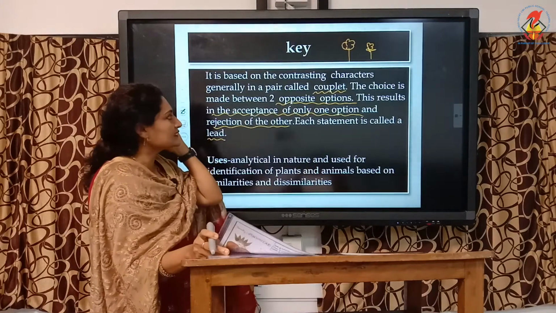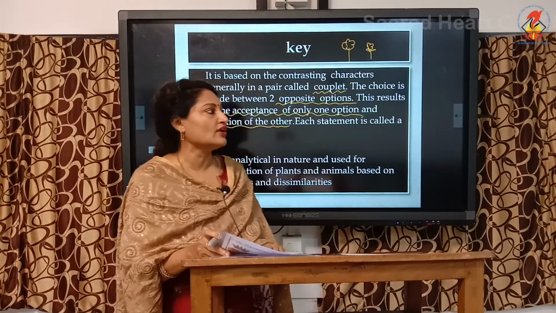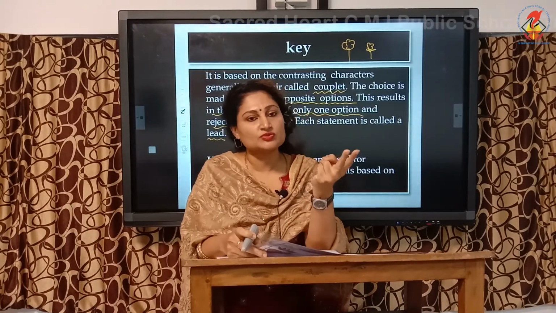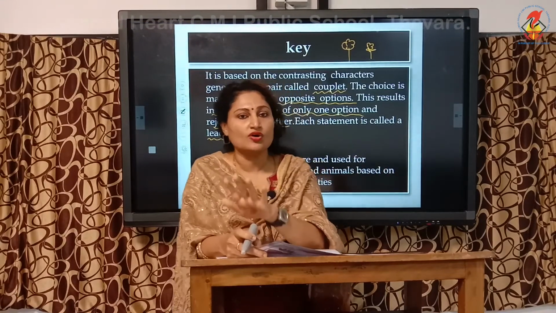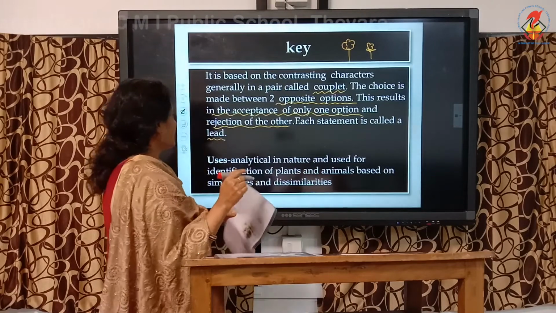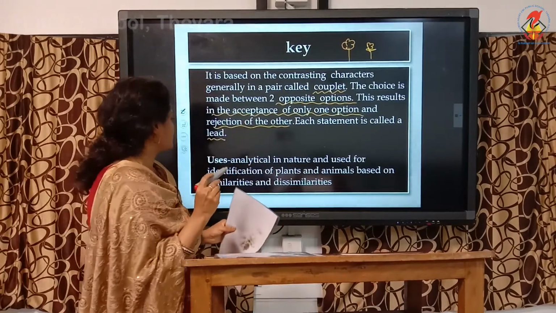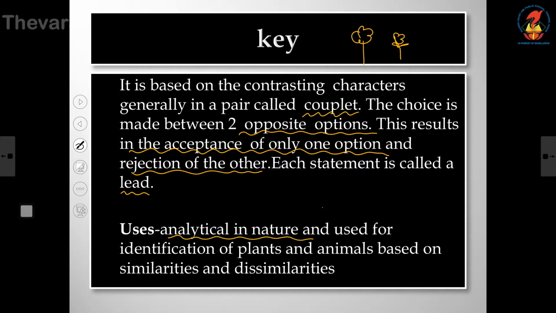So once again, a key comprises a number of statements. What are these statements called? These statements are called leads, and each statement contains two options. And the taxonomist, or the student, should select one option and reject the other option. And these statements occur in couplets because they have two options. Now what is the use of a key? It is analytical in nature and is used for identification of plants and animals based on similarities and dissimilarities.